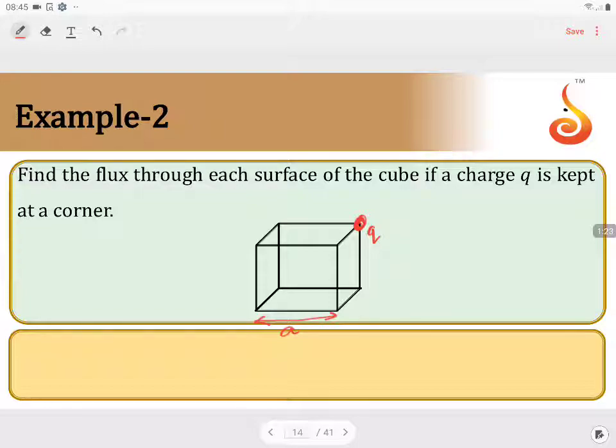So when this point charge falls at the center of the bigger cube, what is the flux through the entire bigger cube? It is q by epsilon naught.